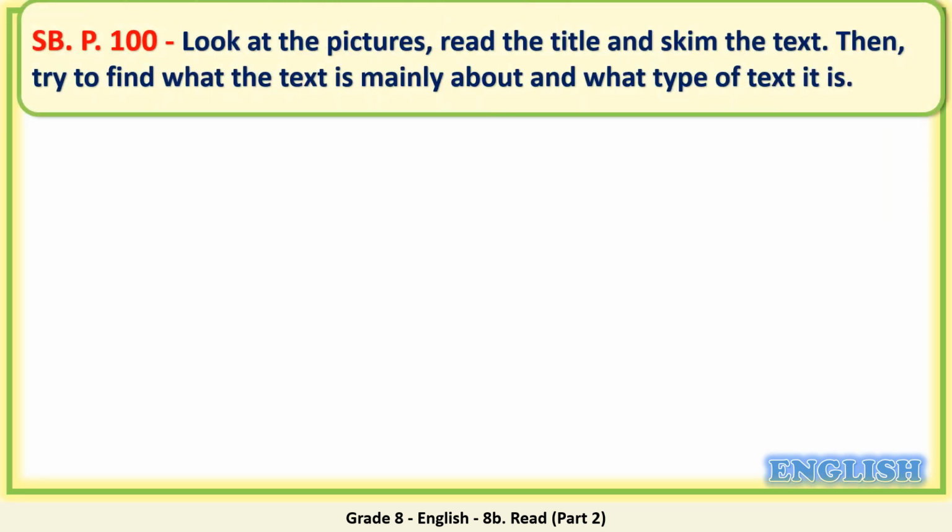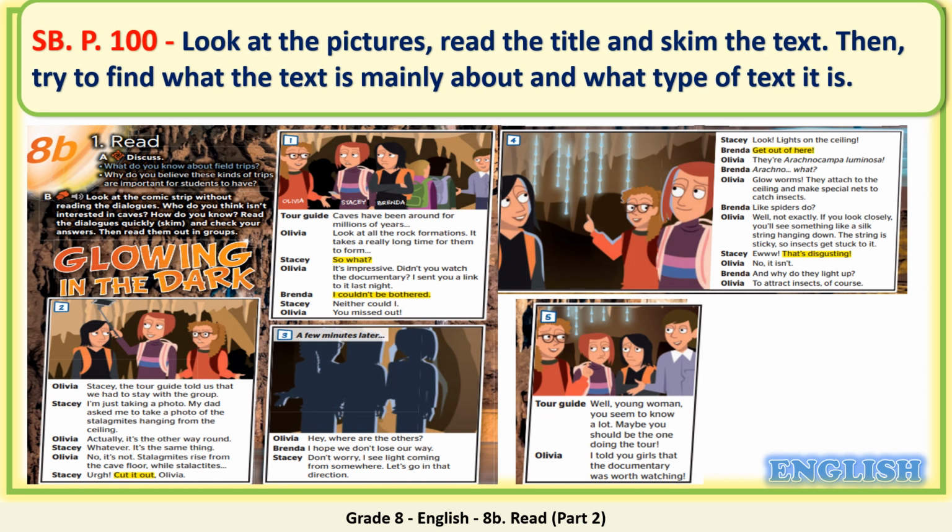Now, open your student book page 100, look at the pictures, read the title, and skim the text. Then try to find out what the text is mainly about and what type of text it is. Take your time, then get back to your teacher to check your answers.